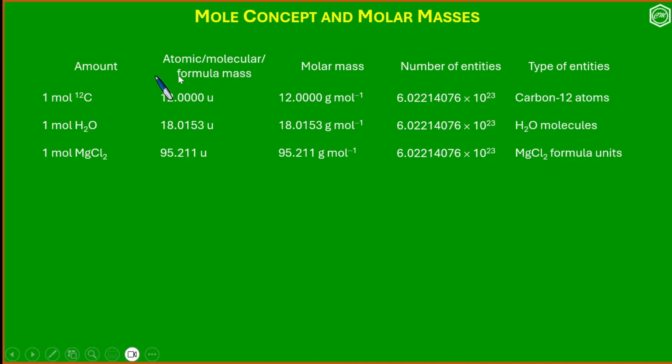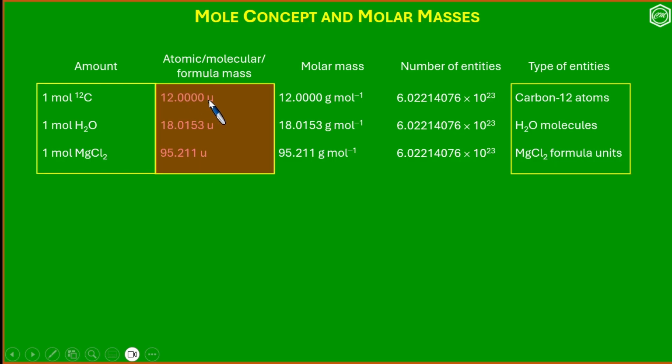Similarly, consider this table, that is 1 mole of carbon 12 isotope. Type of entities is carbon 12 atoms. 1 mole of water, the type of entities is H2O molecules. 1 mole magnesium chloride, the type of entities is magnesium chloride formula units. So here it is atomic, molecular or formula mass, 12.000 U.